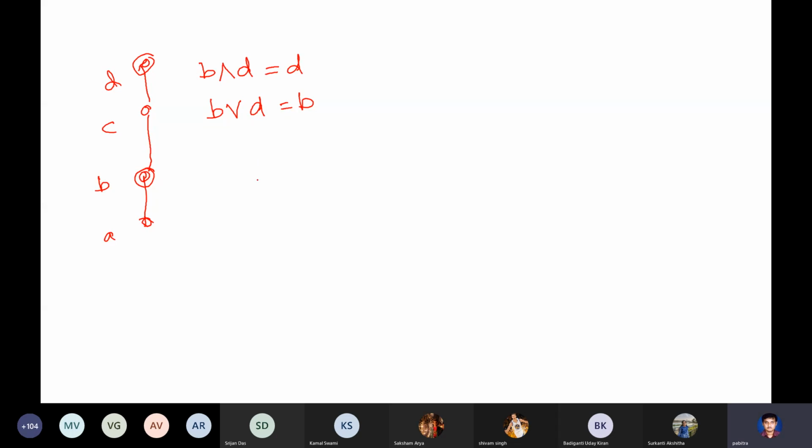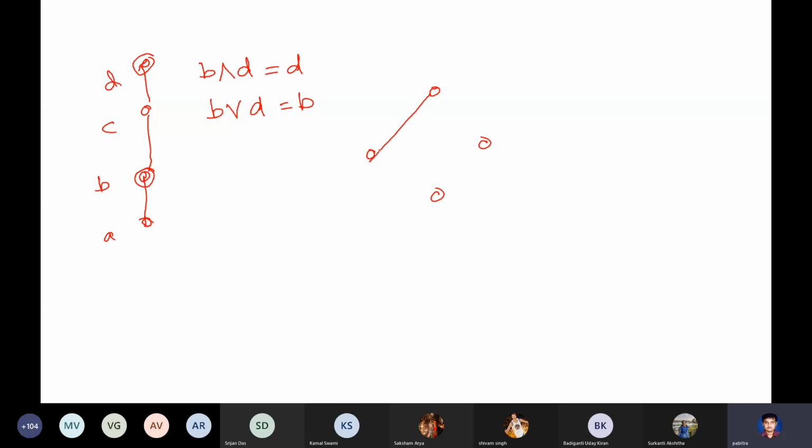Okay, and note one thing: if a pair of elements that I'm talking about belong to a chain, always there is a unique join and always there is a unique meet. Now let us look at this kind of structure. One property about the chain is that it's a total order, in the sense that every pair of elements are comparable, and if they are comparable, join and meet will definitely exist.